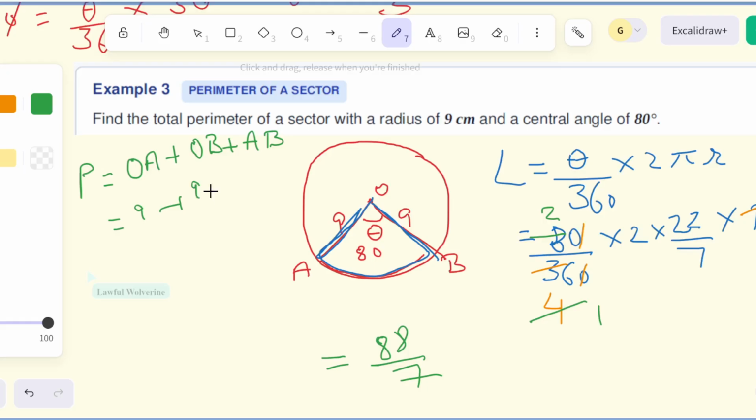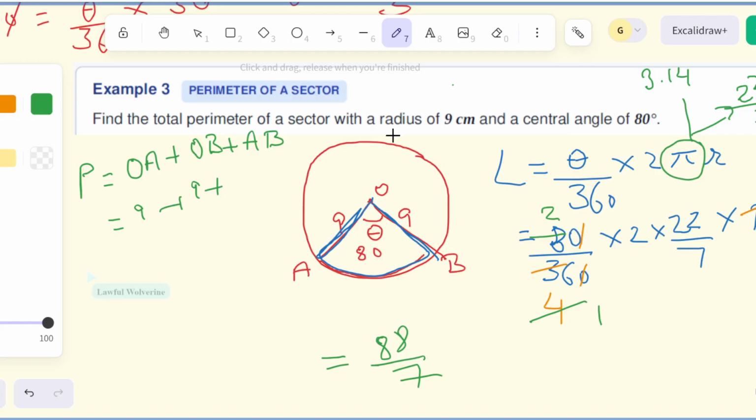Sir, where do you get the 7 to put it? Which 7? The 22 over 7? That's a pi value. This pi will always be equal to 22 upon 7, this is fixed, beta. Sometimes we write 22 upon 7, sometimes we take 3.14 also. It all depends on what they have asked us, or else we have to see whether 7 cancels somewhere.